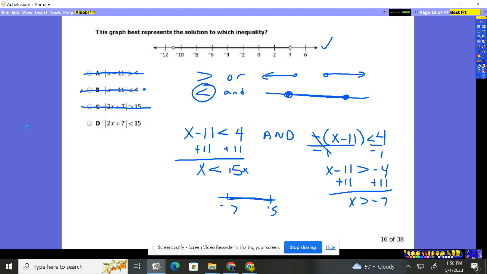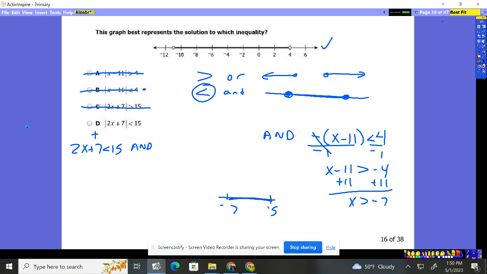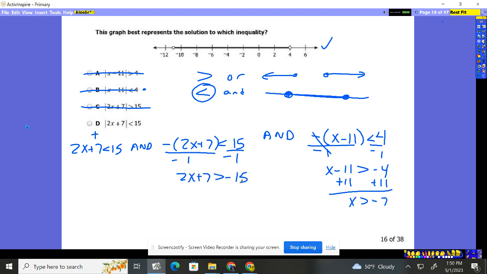And we could check it and see. We would have 2x plus 7 less than 15, less than, it's an and. So here's our positive piece. Now we got to deal with our negative. Let me do a little erasing here. And then here, it's going to be the opposite of the negative piece, less than 15. Divide by -1, divide by -1. You're going to end up with 2x plus 7, sign flips, -15.